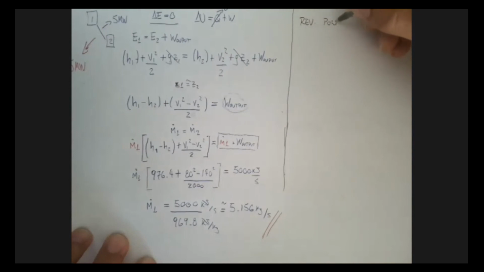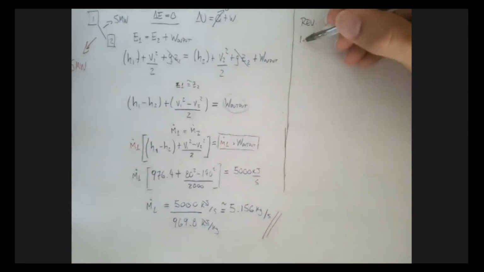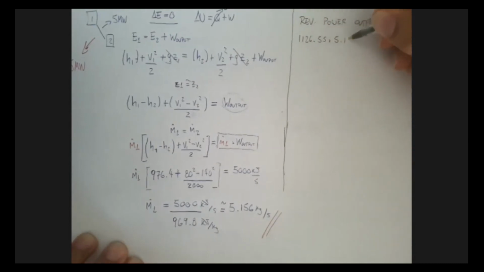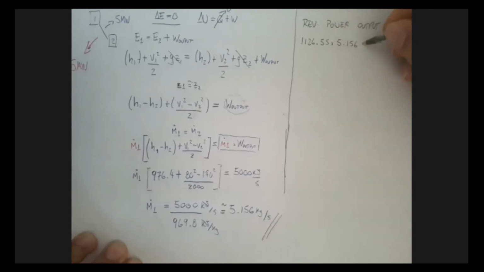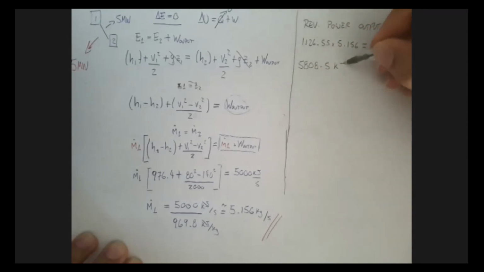Reversible power output, that will be my 1126.55 times my 5.156. And this will be 5808.5 approximately kilojoules per second, which is the same thing as kilowatts, right?